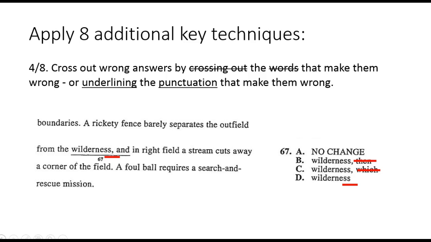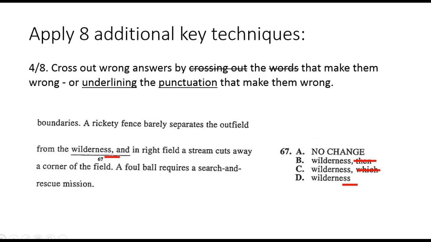So you're thinking in a much more precise way than just looking at B and thinking, I don't know, I don't like it. If you cross out the word "then" in B, you get real clear as to exactly why that answer is wrong, exactly what part of it makes it wrong. You're just thinking in a more specific way.